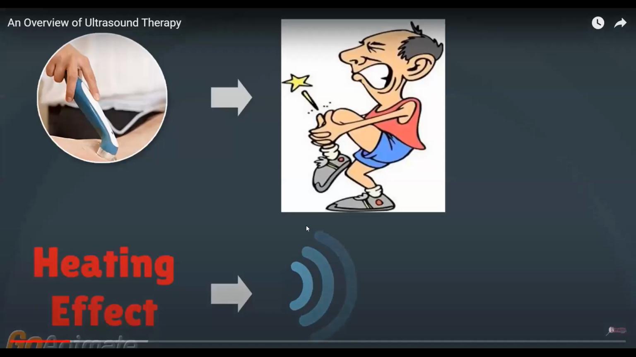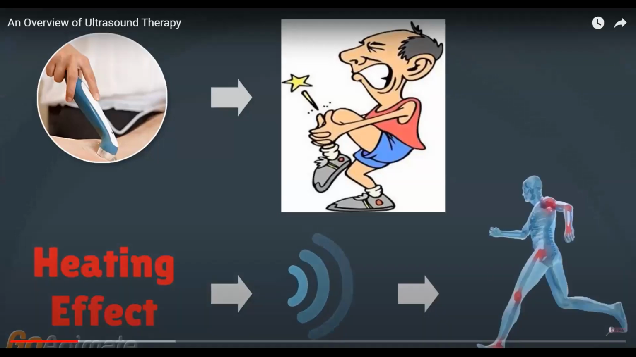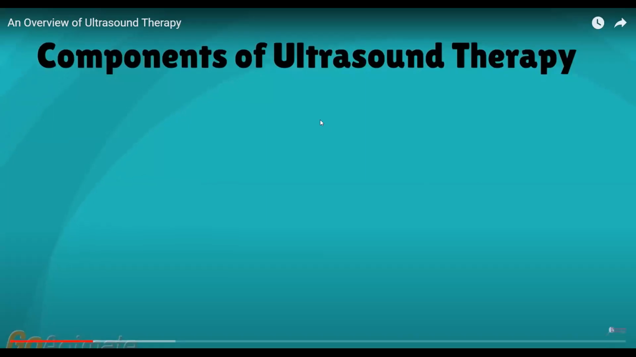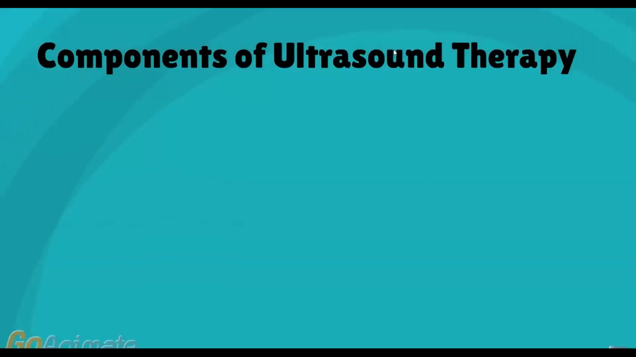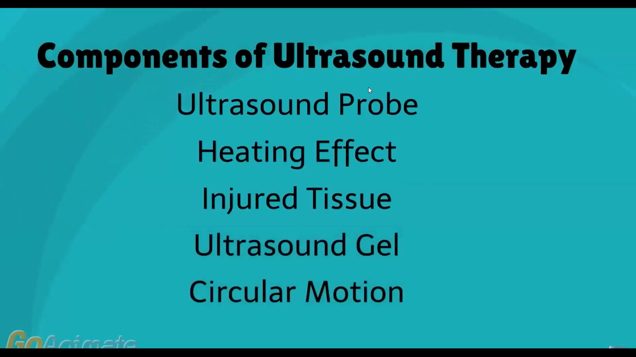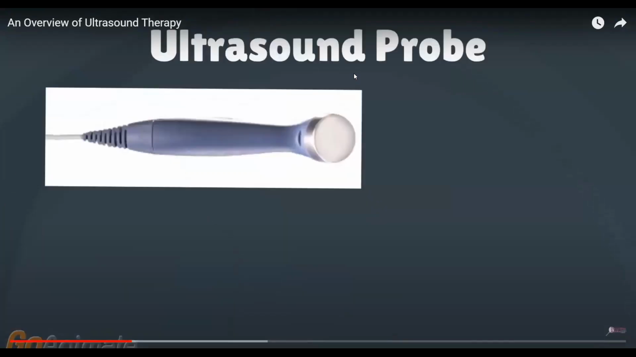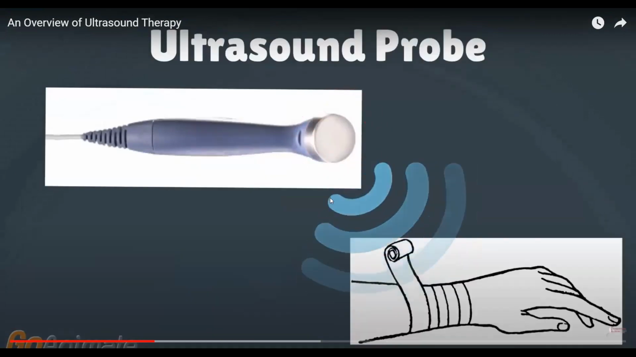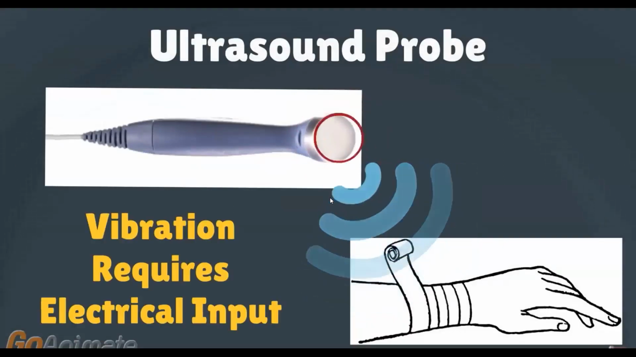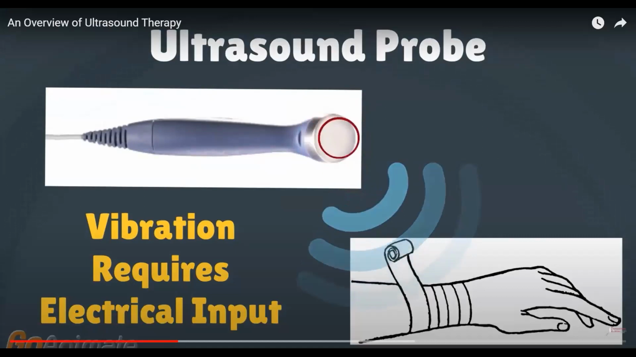Waves deep inside the patient's body to treat injured areas such as tendons and muscles. Ultrasound therapy consists of 5 important components: the ultrasound probe, the heating effect, the injured tissue, the gel, and circular motion. The head of the ultrasound probe contains crystals that vibrate, causing transmission of high-frequency sound waves into the patient's body to the injured area. In order for the crystals to vibrate, an electric field must be sent to them.